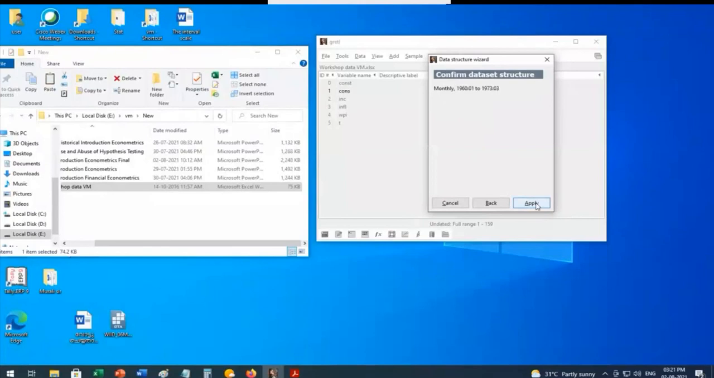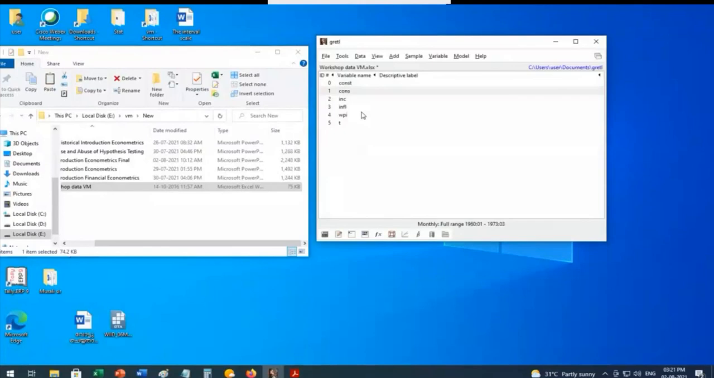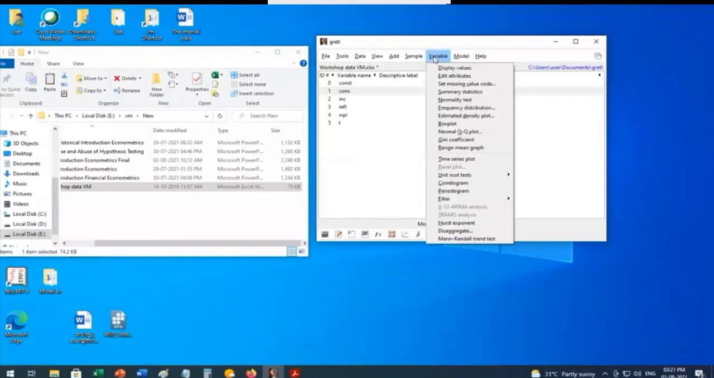Now earlier you may have noticed with the cross-section data, when we click the variable, these were not visible. Now these are all visible. We can have the time series plot. Then we can have unit root test, correlogram, and also all these. And this we will consider when we come to the time series analysis.